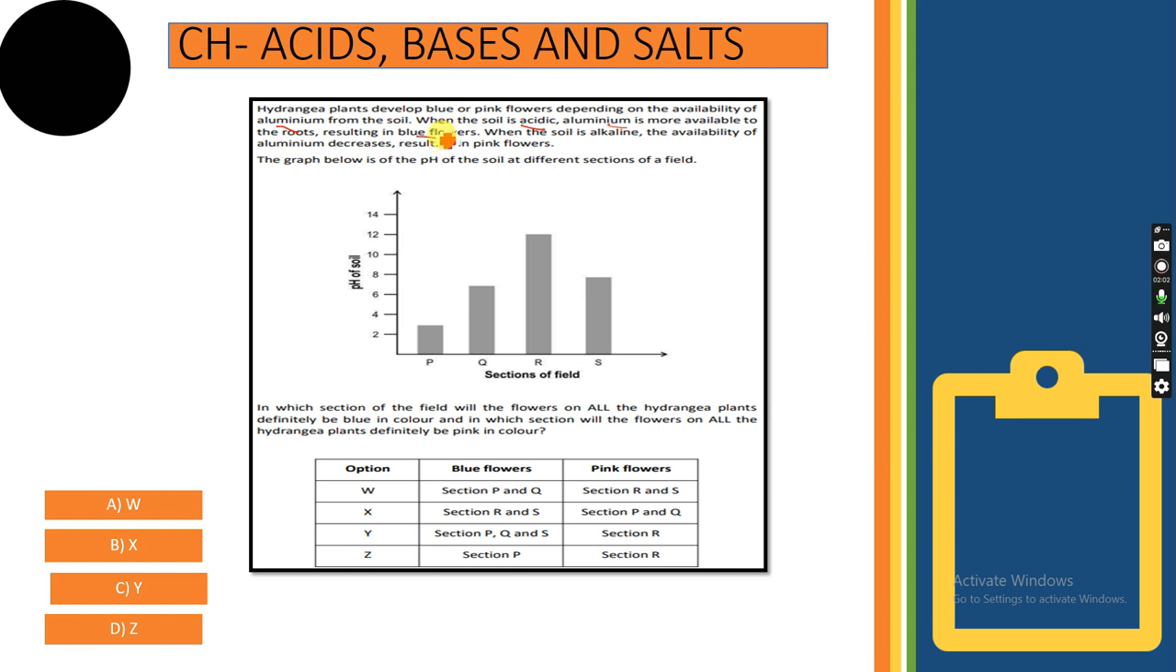So if the soil is acidic, the amount of aluminium is more in the soil, and as a result blue flower will be obtained. And when the soil is alkaline, the availability of aluminium decreases, resulting in pink flower. Okay, so blue color is when aluminium concentration is more, and pink color will be there when the aluminium concentration is less. ठीक है, okay.